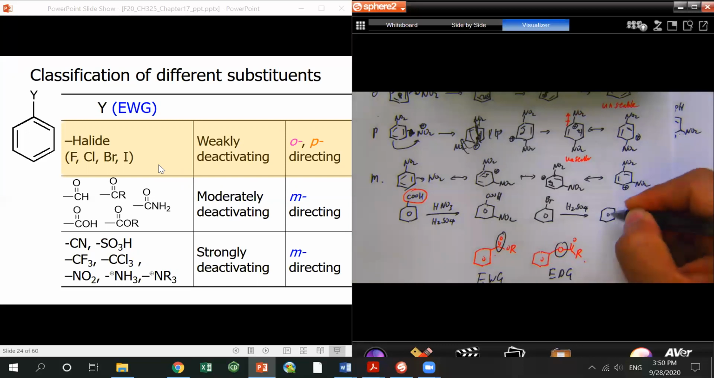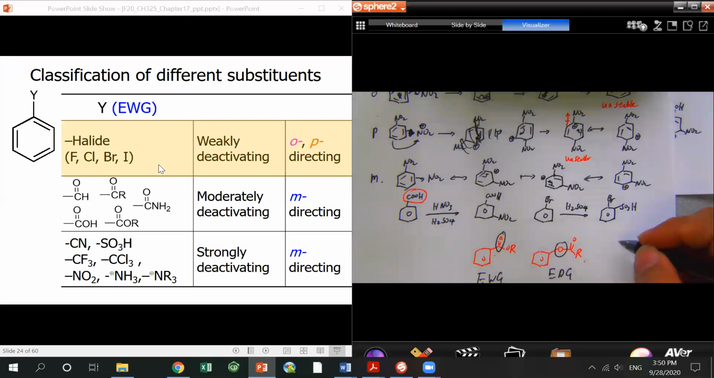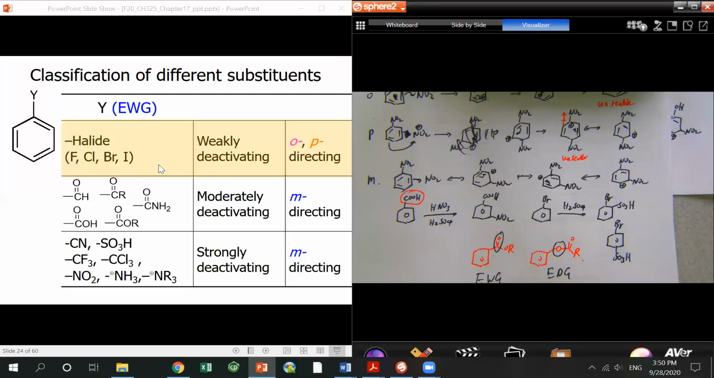One goes to the ortho position. Remember, in sulfonation reactions you get SO3H as the substituent group. And then one goes to the para position. Yeah, that's the answer.